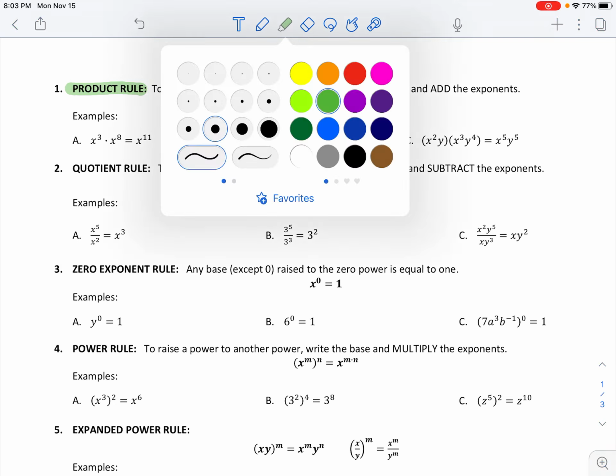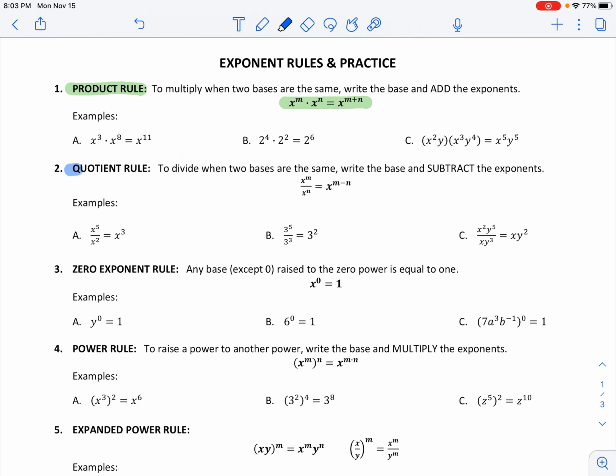Okay, the second rule is the quotient rule. When you have division between the bases, then you subtract the exponents. Division between the bases means you subtract the exponents. Okay, so looking at the first example that you see here, x to the fifth divided by x squared, 5 minus 2 is 3, so you get x to the third.